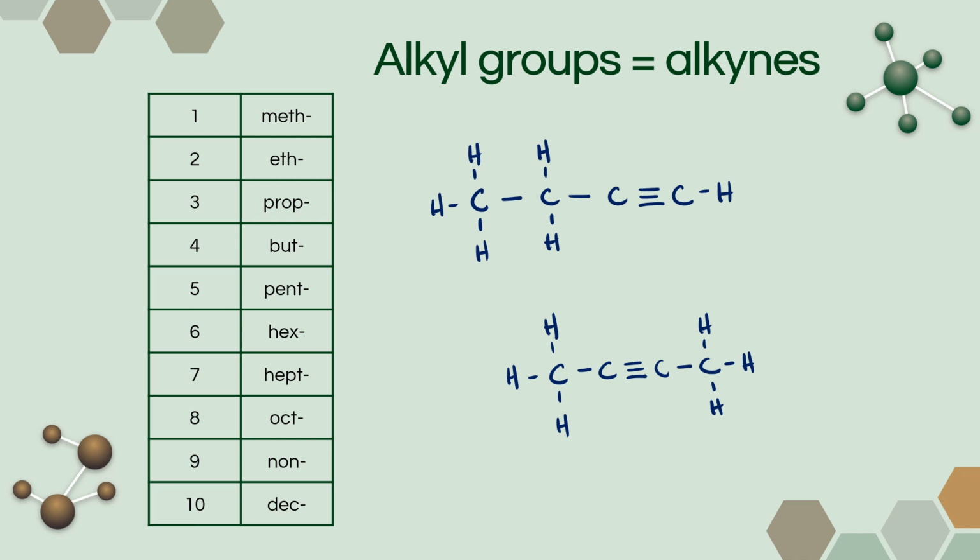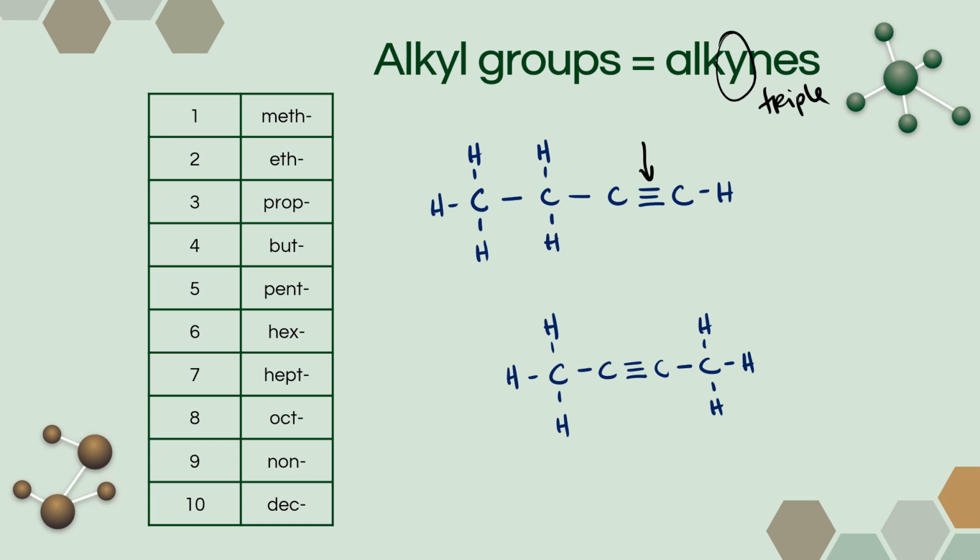But wait, there's more. So we can add a double bond to make an unsaturated hydrocarbon. We can also add a triple bond. Alkanes had all single bonds between the carbons. Alkenes have double bonds between the carbons. Alkynes have triple bonds between carbons. Also unsaturated because we're going to remove some hydrogens when we make these triple bonds.